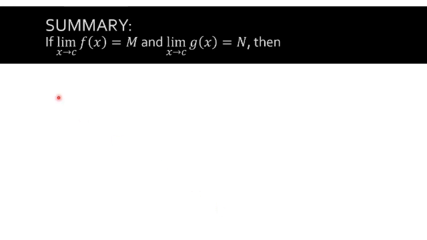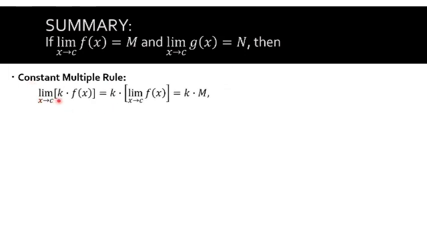In summary, given that the limit of a function f of x is equal to m as x approaches c, and the limit of g of x is equal to n as x approaches c also, then we have the following rules. Constant multiple rule. The limit of the product of a constant times a function is equal to the constant times the limit of the function, where k is a constant.